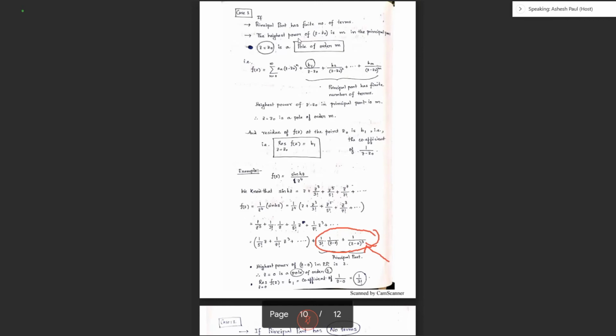Now what is the residue? The residue of f(z) at z equal to 0 is b1. What is b1? b1 is the coefficient of 1 by z minus 0. The coefficient of 1 by z minus 0 is 1 by factorial 3. So the residue of f(z) at the point is 1 by factorial 3. So this is case 1.